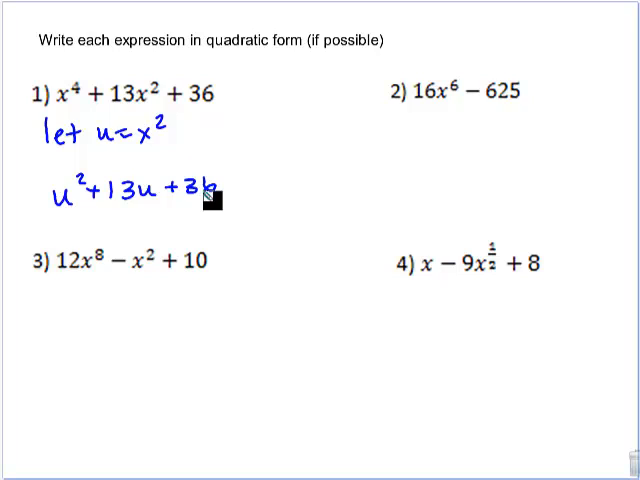Yep, and there's our quadratic. And that whole thing is your answer, what you're letting u equal to and the quadratic written out. Right now we're just writing this as a quadratic, so we won't need to factor. We'll be solving them in a little bit. All right, number 2, 16x to the 6th minus 625. So what's this one missing?